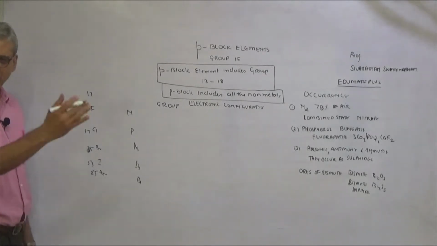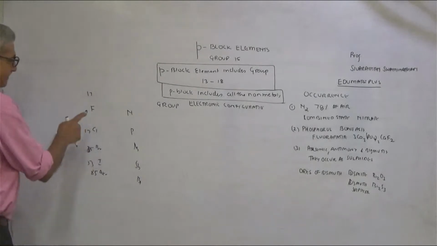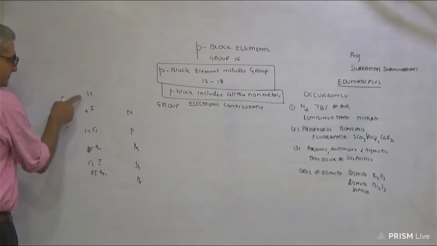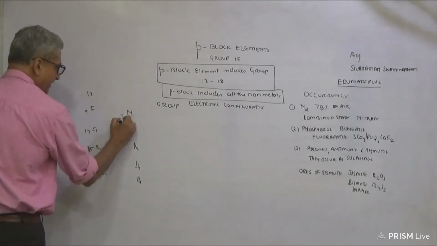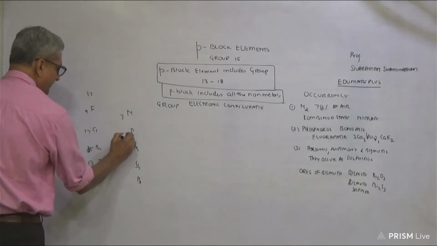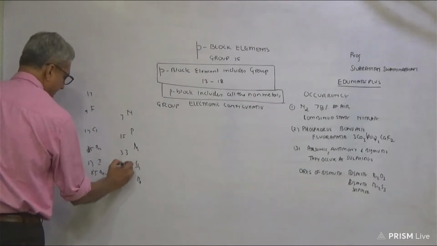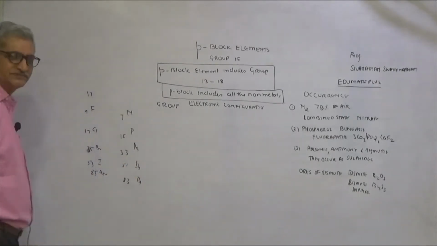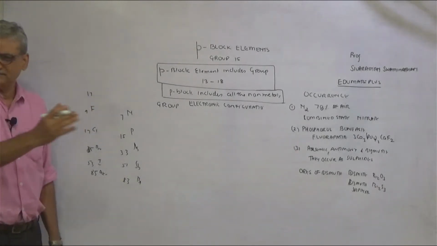So every time you go to the previous group, you have 15, 16. Suppose this is 17, 16 will have 8. If it is 15, it will have 7. So simply deduct. This will be 15, this will be 33, this will be 51, and this will be 83. So if you remember one, just go on.